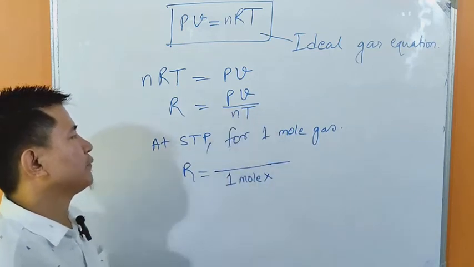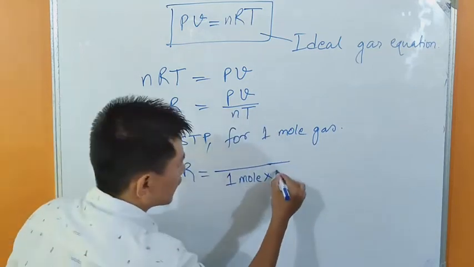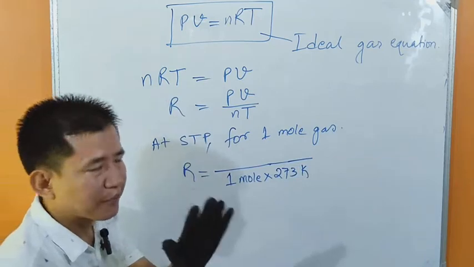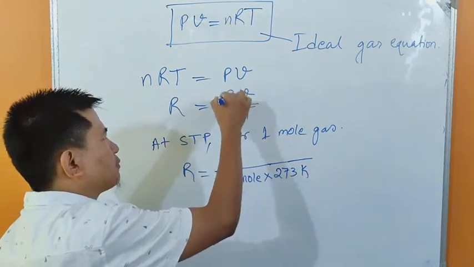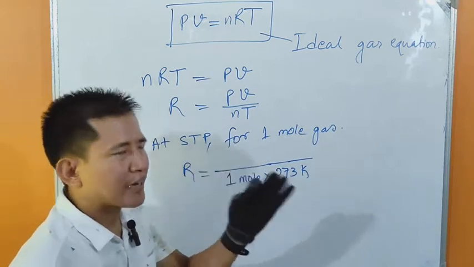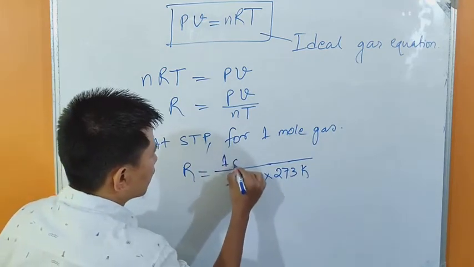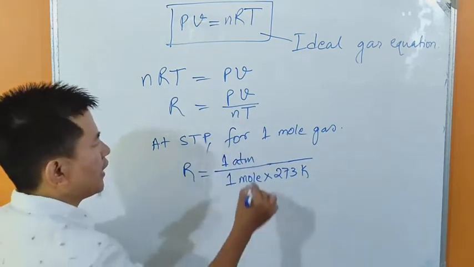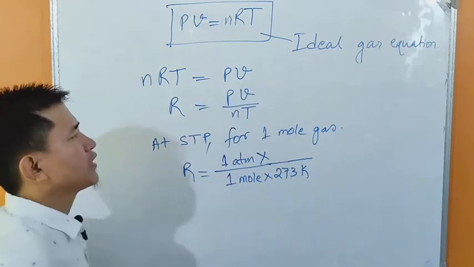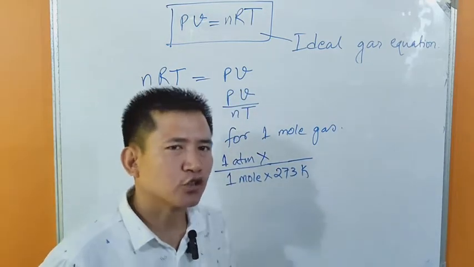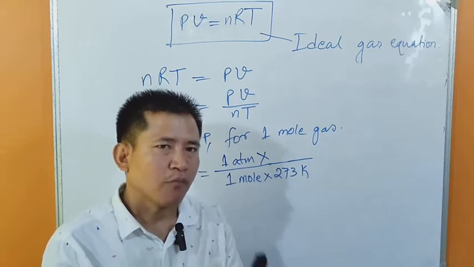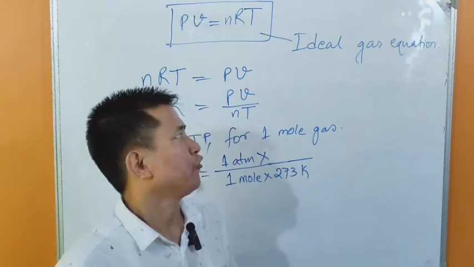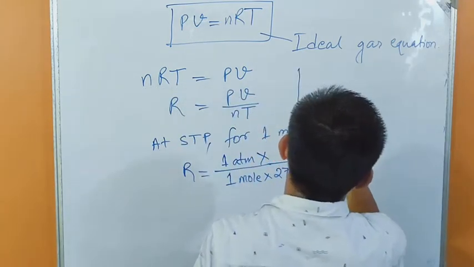T is the absolute temperature, so standard temperature is 273 Kelvin. And this is P. P is pressure, and we know standard pressure is 1 atmosphere, 1 atm or 760 mm of Hg, into V. V means volume. I have already told you in Avogadro's law, the volume occupied by 1 mole of gas at STP is 22.4 liter.